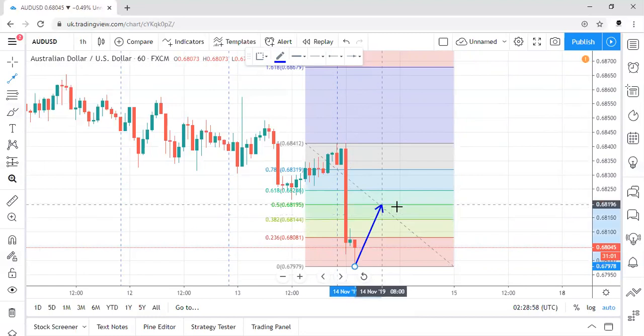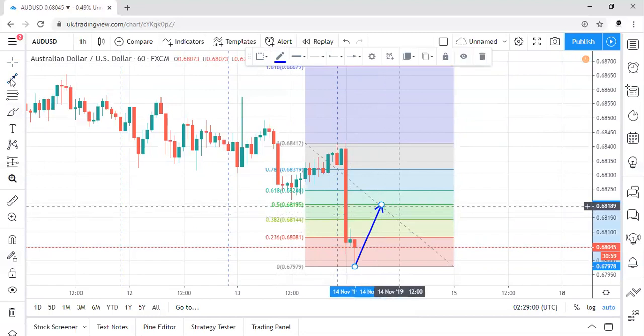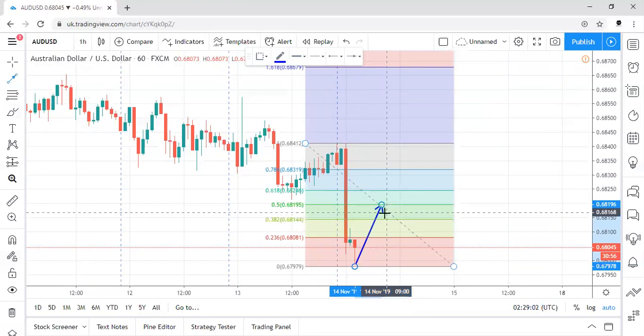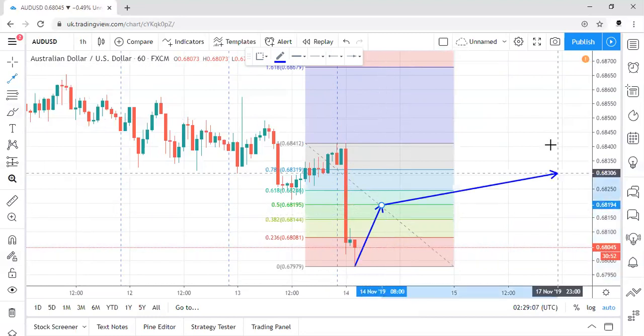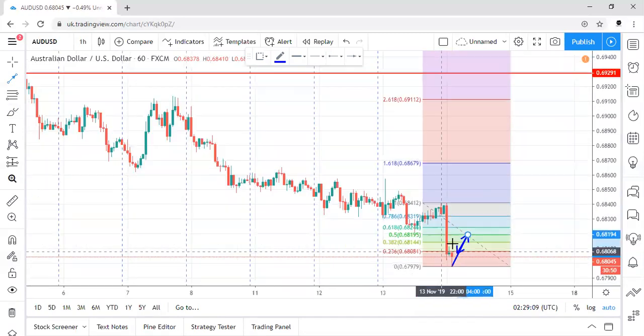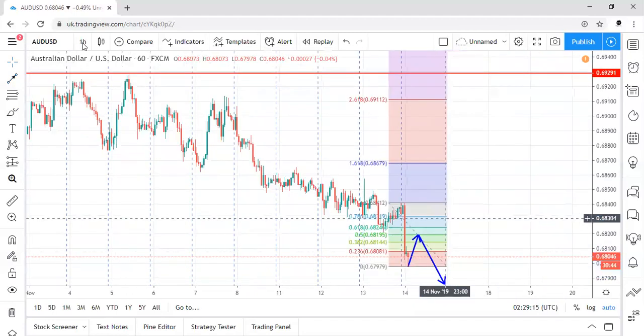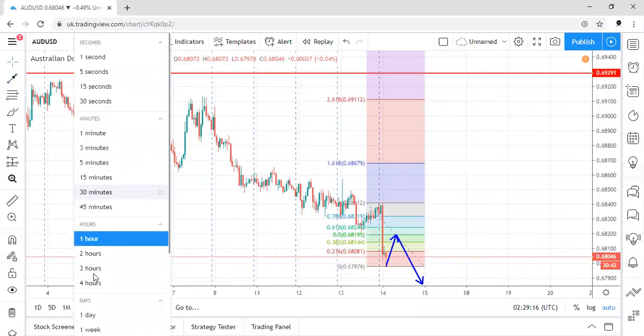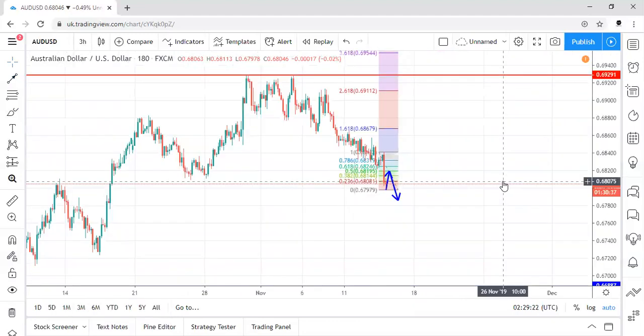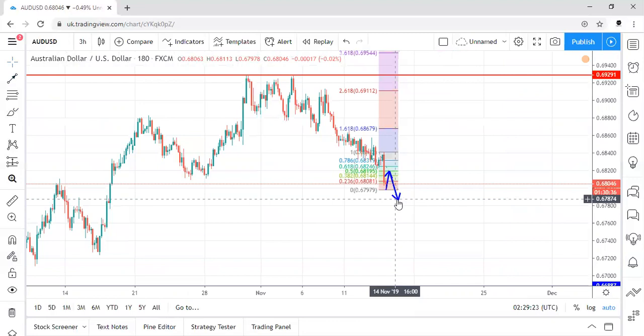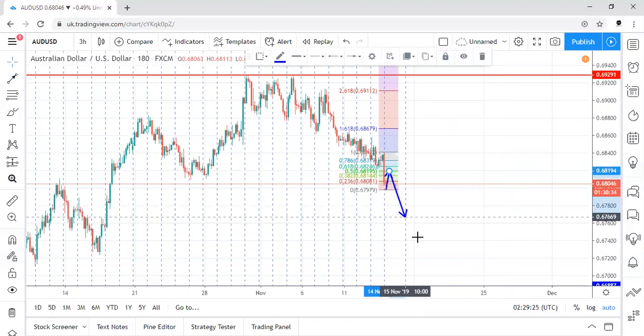I will put an alarm here on the 50%. After 50%, we could see it shooting further down. Sorry. After this 50%, I'm expecting to see it shooting further downside. I'm expecting it to shoot further downside.